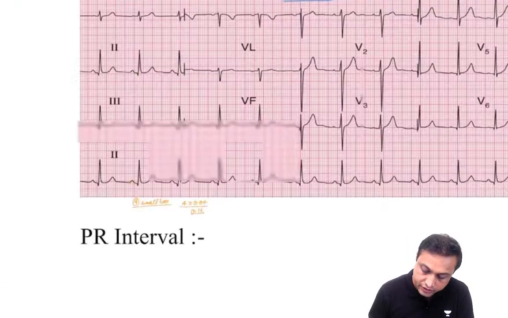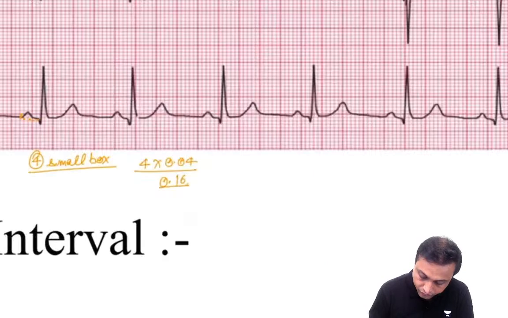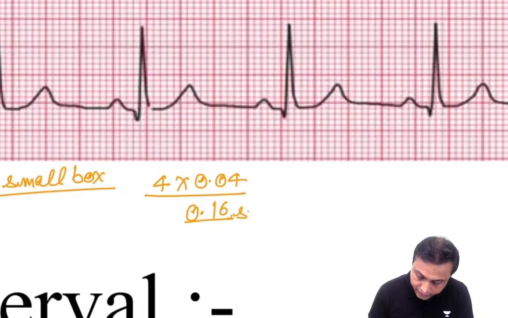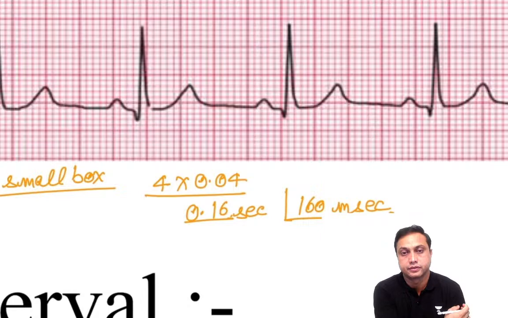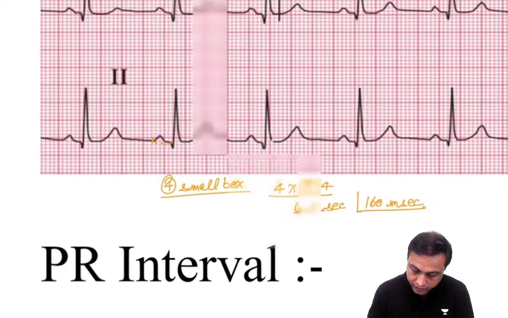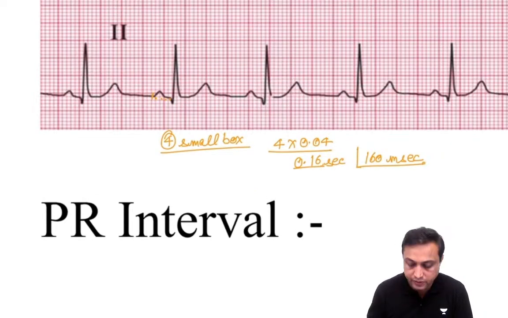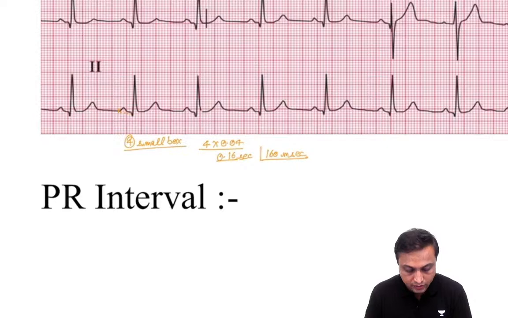How much will be the time, beta? This much will be the time. 0.16 seconds will be the time, or let's say 160 milliseconds will be the time over here. Right? 160 milliseconds will be the time over here for this PR interval. Right?